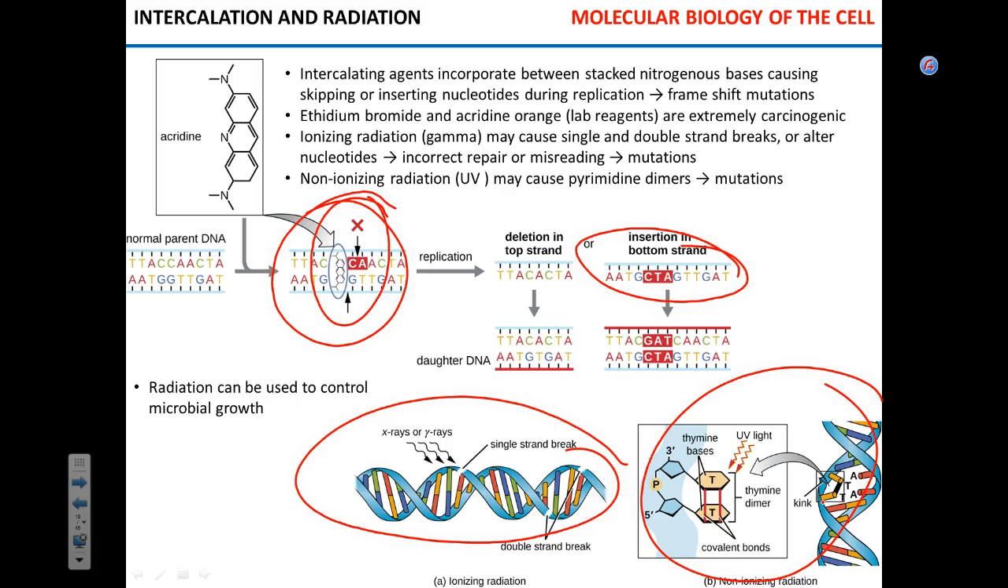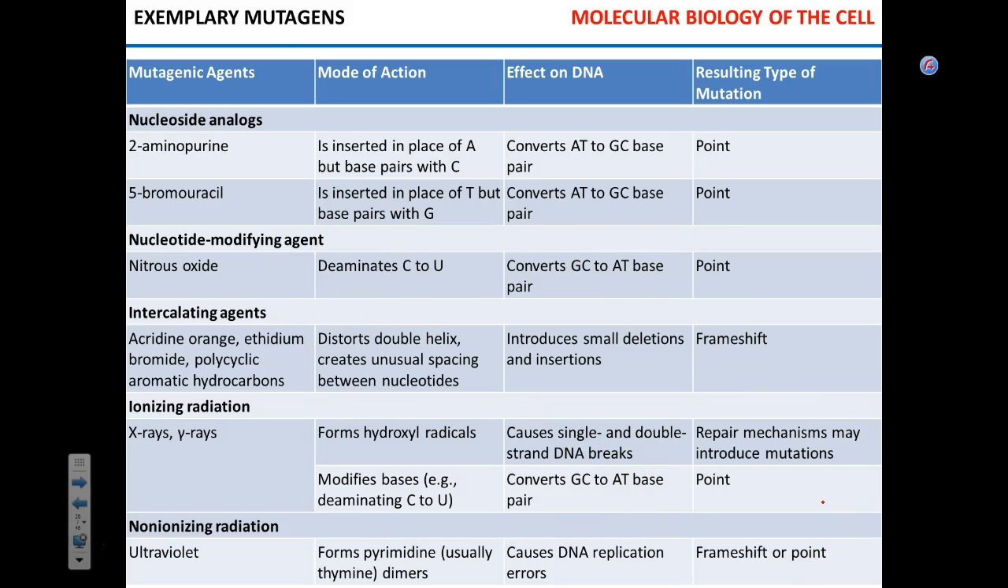I bet you've all seen UV lamps in dental offices, in hospitals, and food prep places. That's just to control, to limit the bacterial growth. Does that make sense? So this is the little table that shows you the different mutagens, and I'll explain what you have to know.